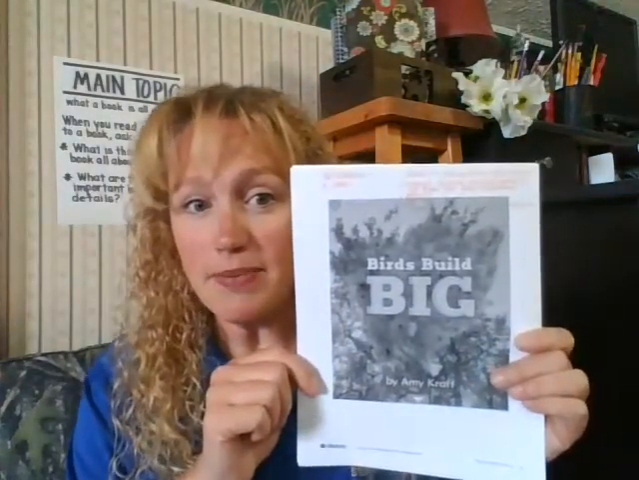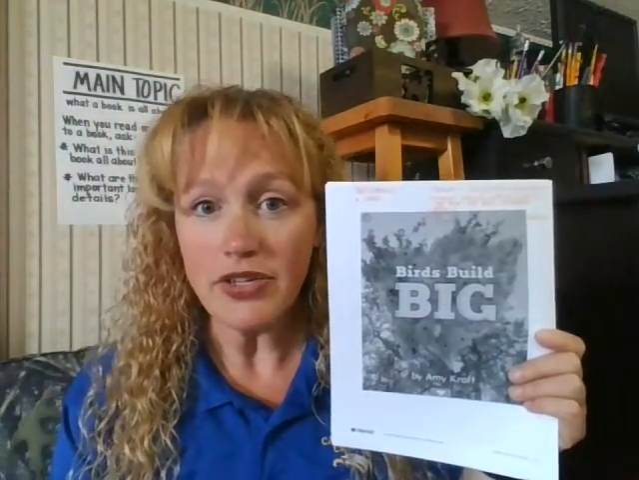So today we're going to be reading the story Birds Build Big, and this is written by Amy Kraft. Unlike the other two stories that we've read, this is actually an informational story. This is not made up, and you're going to see some details in the story that will help you know that. One of those details that we find in informational text is a text feature called labels. We're going to see those labels, and I will read those labels for you. I hope that you can identify them on your own.